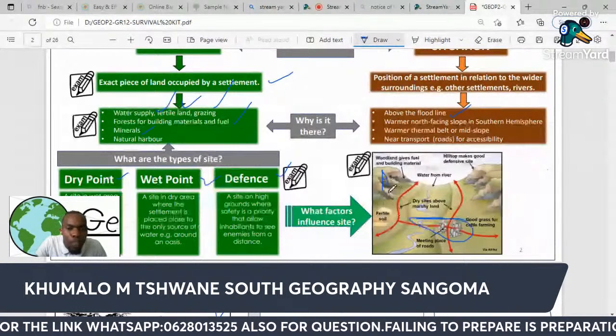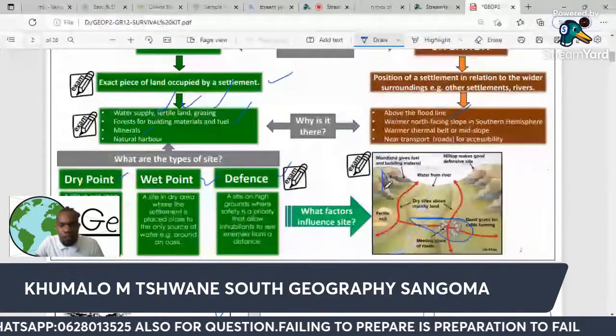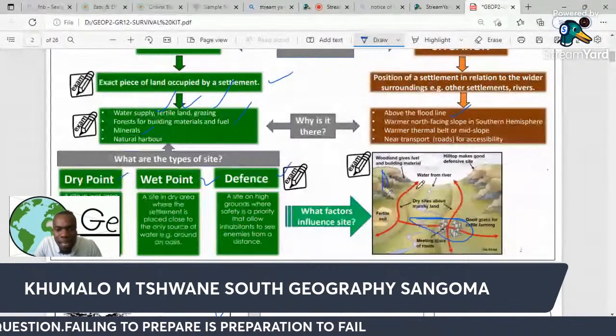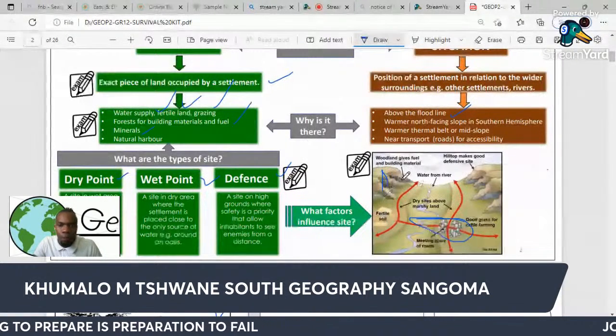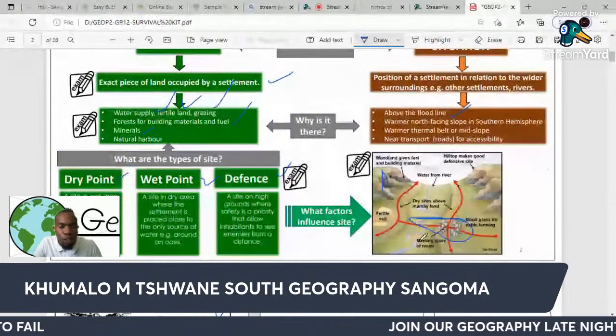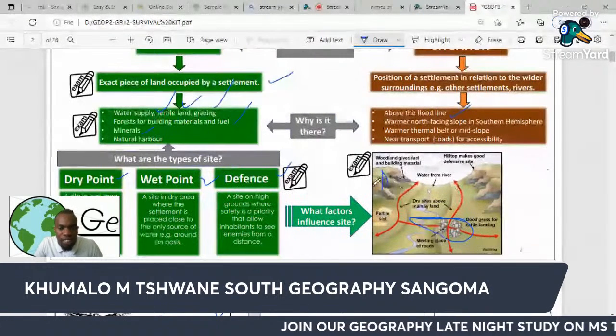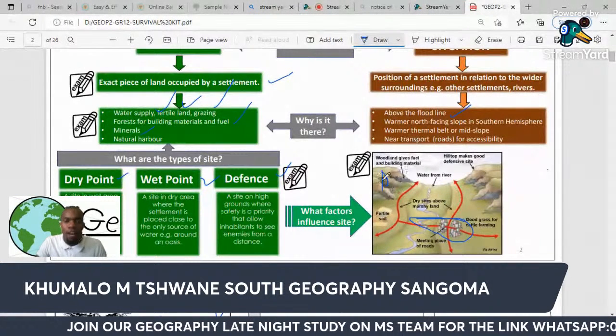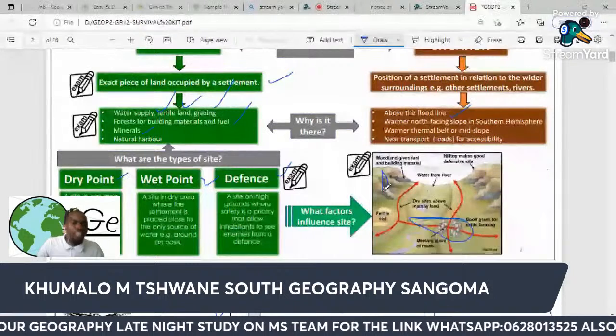I want you to look at my letter A that I've drawn in this diagram with the blue there. Let's say I place my settlement there. It is far from what? From the river there. So it's going to be a dry point, because the water is available. So I'm placing my settlements far from the water source, because water is available.